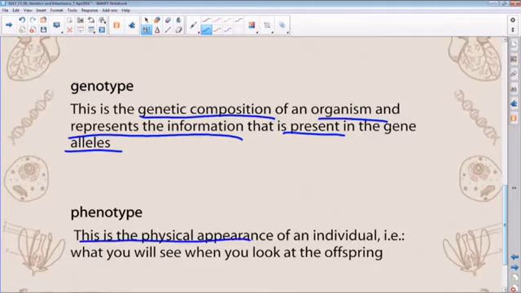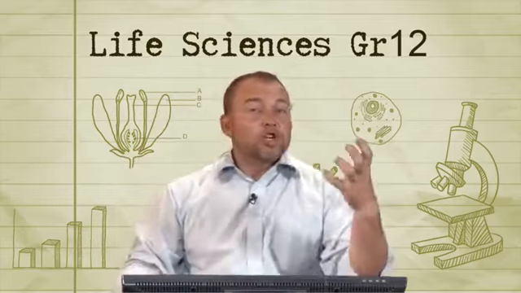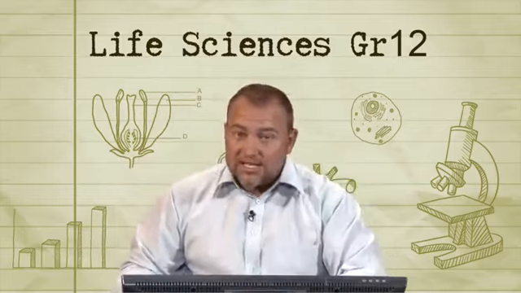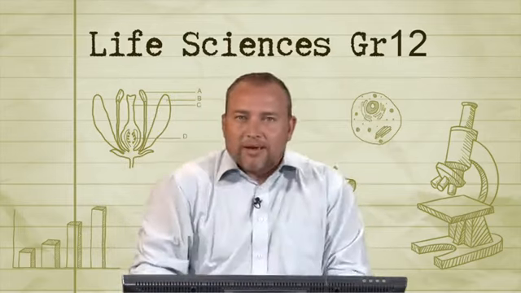Okay, so let's see. This is the physical appearance of an individual, for example, what you will see when you look at the offspring. That's physical. Okay, don't forget it. Physical, very, very important. It's your genotype, your genes inside that you don't see. Phenotype, your physical features. Right, you need a break, I need a break. I'll see you straight afterwards.